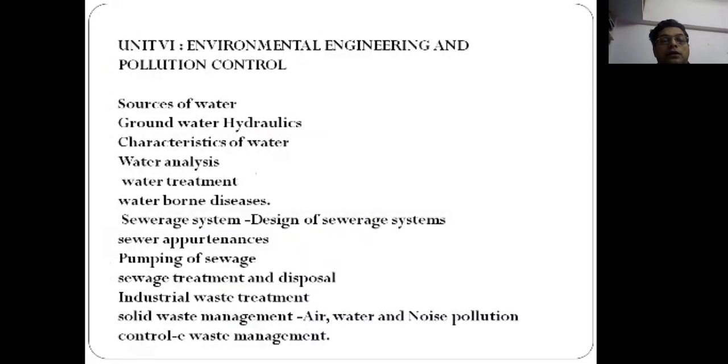Then in Unit 6, environmental engineering and pollution control. This consists of 4 combinations. That is, one is water and one is sewage, and another is solid waste and air, water, noise pollution. So in water: groundwater hydraulics, characteristics of water, water analysis, treatment, waterborne disease come under water. Then sewerage system, design of sewerage, sewer appurtenance, pumping of sewage, treatment and disposal, industrial waste treatment.